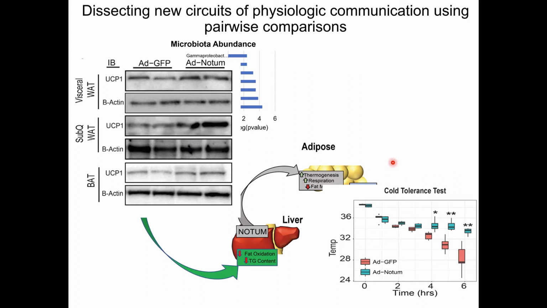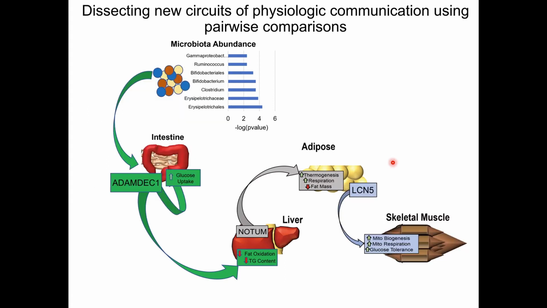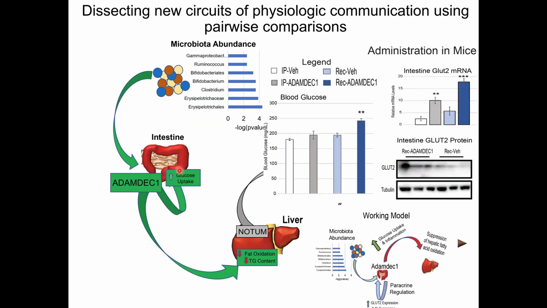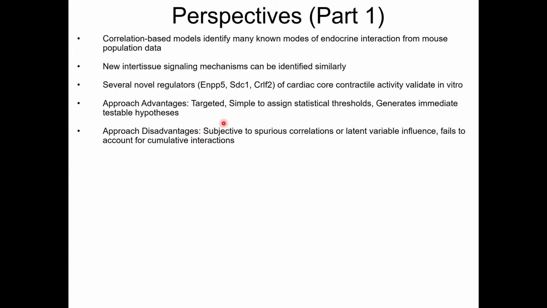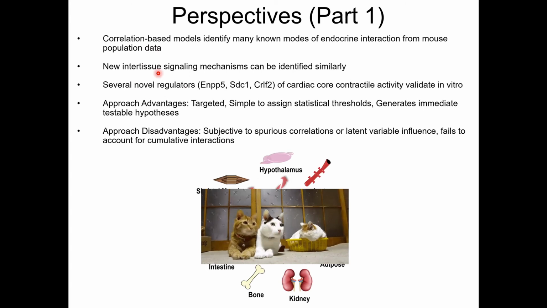It doesn't have to necessarily be RNA sequencing, which is what I showed before. In this case, we asked what intestinal genes are strongly concordant with the abundance of microbiota composition. And we've come across this gene ADAMDEC1 that, through various experimentation, we believe is a sensor of different microbiota that drives autocrine or paracrine signaling in the intestine. So just to summarize this part, I hope that I'm convincing you that these correlations can be used to identify, I'm going to speed up a little bit, some new modes of intertissue signaling.